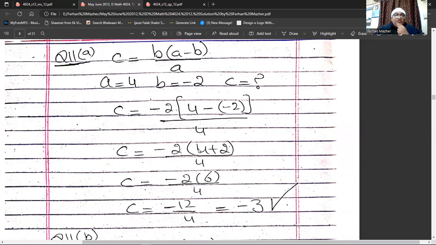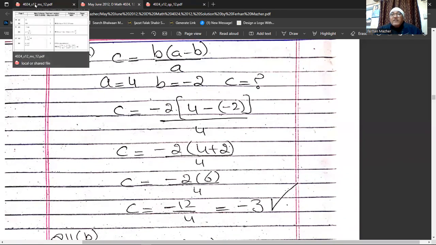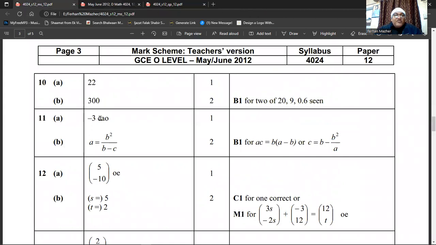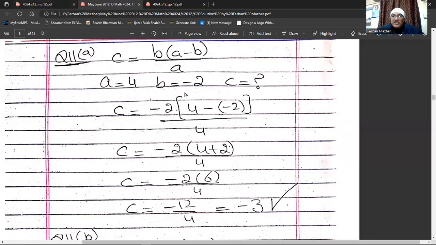So it will be -2, 4 plus 2 in the bracket and divided by 4. So -2 into 6 and divided by 4, -12 divided by 4, and that will be -3. So our answer is -3. Question number 11, A part. -3 is the right answer, sir. The solution is showing up.